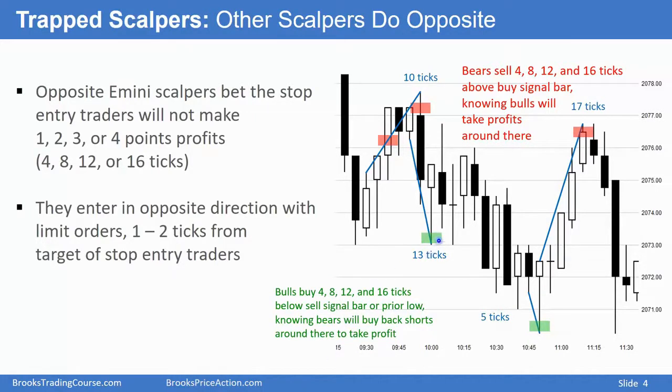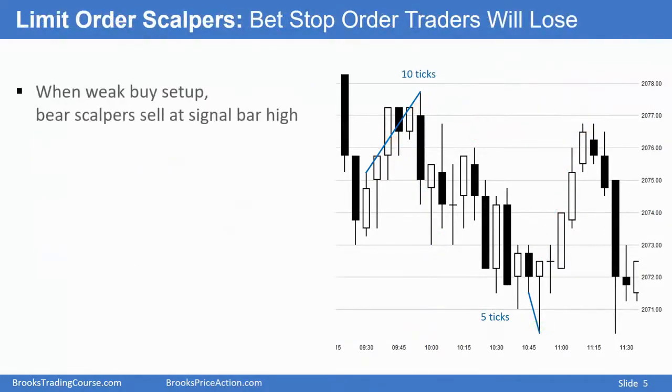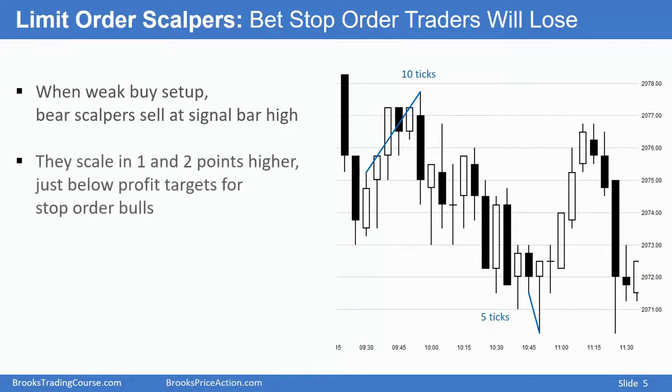Bulls buy with limit orders 4, 8, 12, 16 ticks below sell signal bars, betting that the bears will take profits there. And the bulls are buying for a scalp, betting on a trading range. Whenever there's a weak buy setup, bear scalpers will sell at the high of the buy signal bar. And they'll scale in 1 or 2 points higher, just below the profit targets for the stop order bulls.